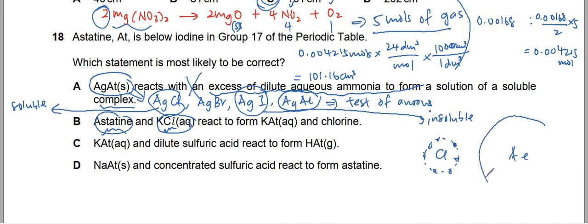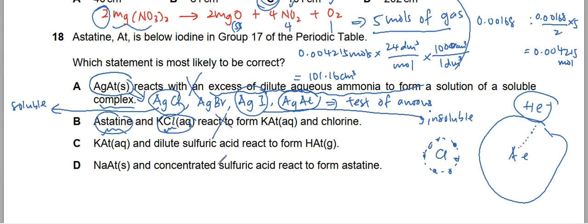astatine has a much bigger radius. In order to form the octet, they need to gain 1 electron. But for astatine, the distance is quite far, so it's more difficult for it to attract the extra electron. So basically, reactivity decreases going down group 17. So astatine cannot displace chloride.